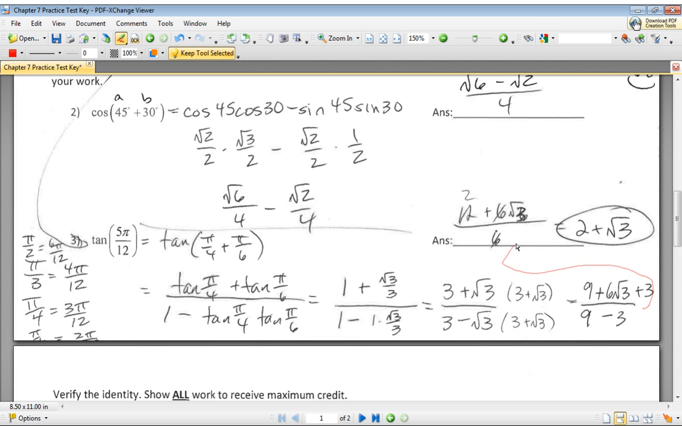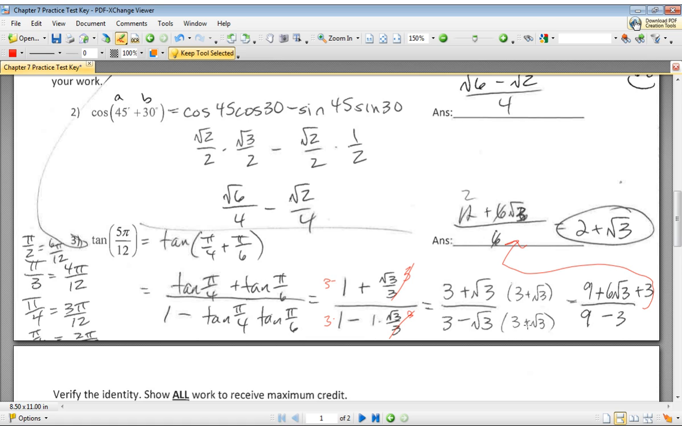So when you plug it in, we get tangent of pi over 4, which is 1, tangent of pi over 6, which is radical 3 over 3, etc. Since we have a fraction and a fraction, I'm going to multiply everything by 3 so that all of the denominators cancel. So I'm going to multiply everything by 3. It's 3 times, 3 times, 3 times. And I get this mess, which I need to rationalize.